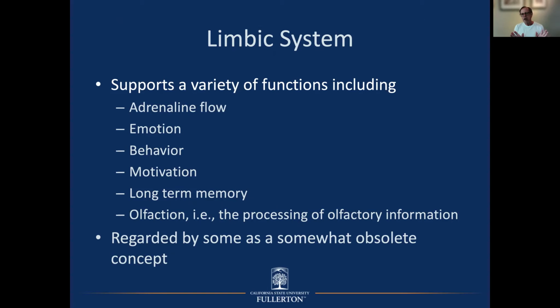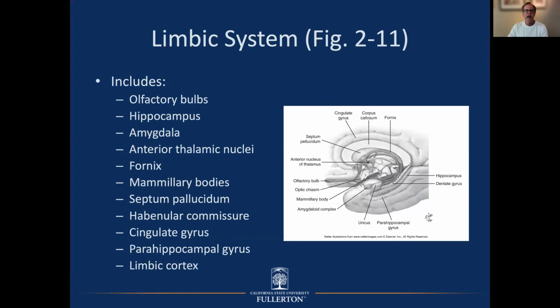And finally, I'll comment about the limbic system, and we won't be talking about the limbic system much in this course. It's regarded by some as a somewhat obsolete concept, in the sense that all those different parts don't necessarily function together in a unified way that's made clear by a singular concept. All right, these are the parts of the brain that are considered to be a part of the limbic system.